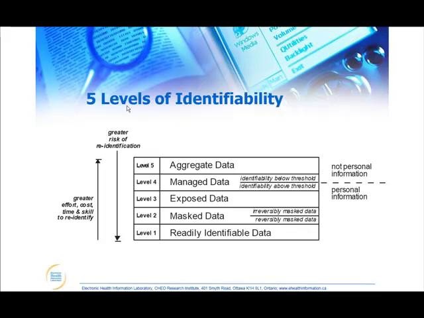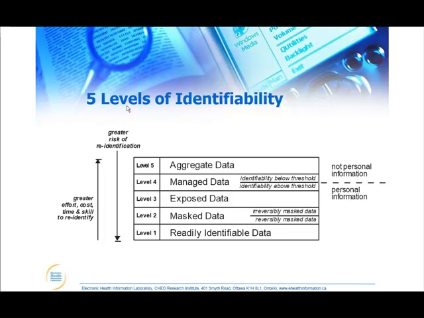As data moves from level 1 to level 5, it becomes more difficult, more expensive, and requires more skill to re-identify. So even level 5 data is not impossible to re-identify. It just requires an incredible amount of effort and skill to re-identify individuals in aggregate data. And of course, as you go down, the risk of re-identification is higher. This is supposed to be a descriptive scale, so this is what I see happening today.